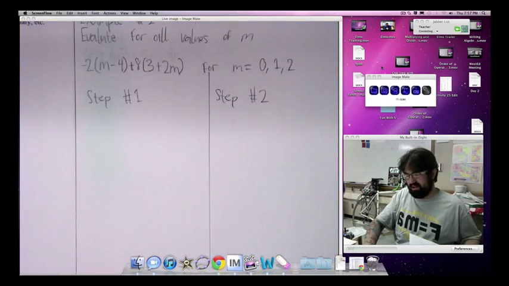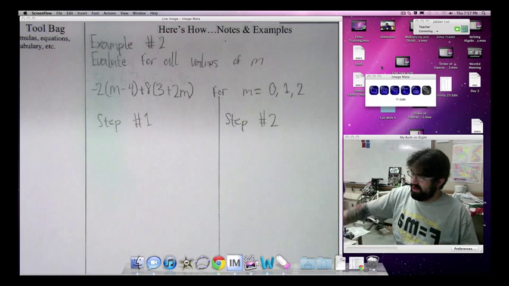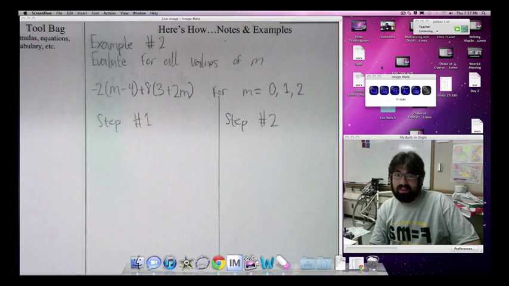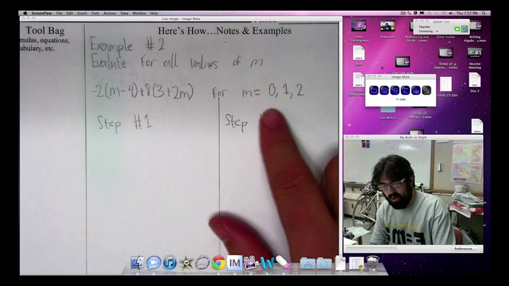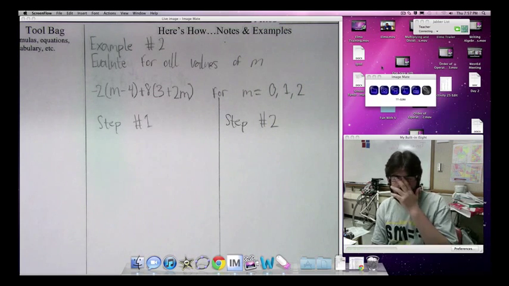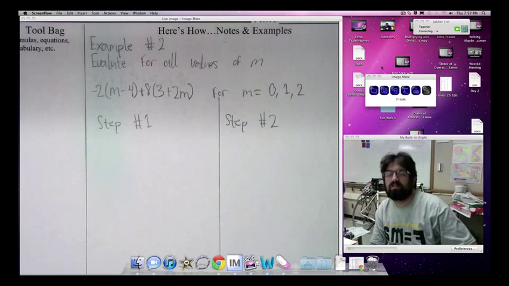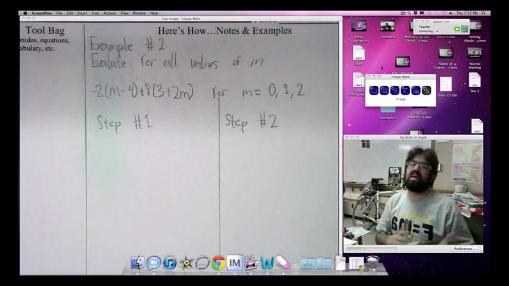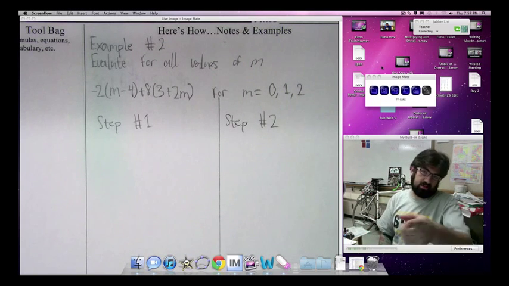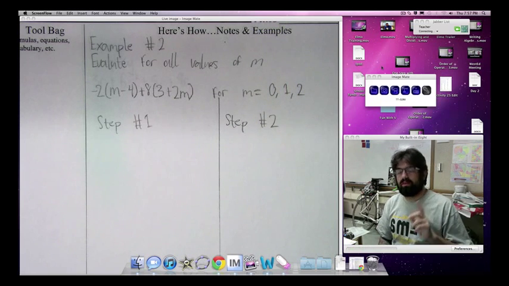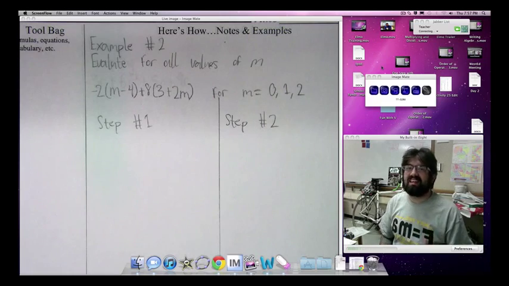What if, for example, number 2, you had to take m, and m is going to change. M is going to equal 0, 1, and 2. You're going to be distributing, you're going to be doing craziness. It's best just to simplify first and then plug in m. Because that's going to be a nightmare, plugging in zeros, ones, and twos, because you have to do it 3 different times. If you're going to do it 3 different times, make it easy on yourself.